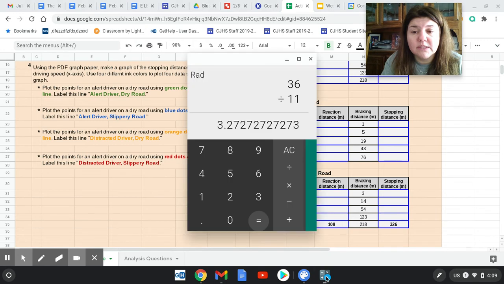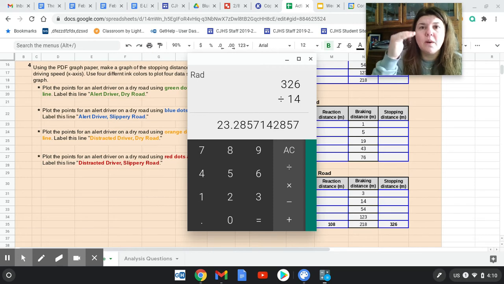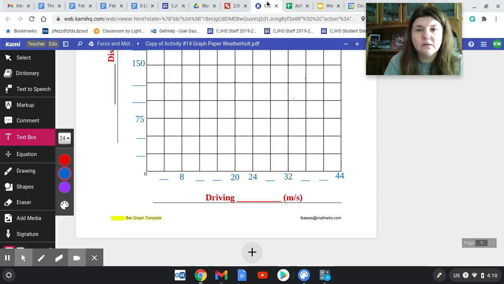So I'm going to do the same thing here. I'm going to take 326 and divide that by 14 because there's 14 lines, and that gives me 23.28. Now, if I round that up to the nearest whole number, that is 24. But 24 is not a really convenient number to go up in increments. So instead, I'm going to suggest that you go up by 25s.